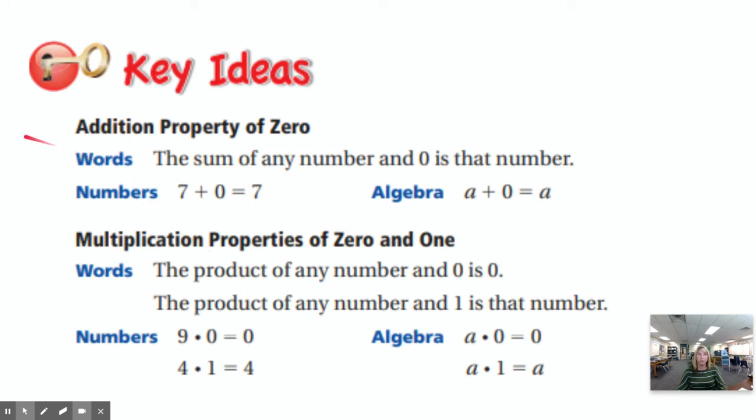Next, we will look at the key idea of the addition property of 0 and the multiplication properties of 0 and 1. The addition property of 0 tells us the sum of any number and 0 is that number. For example, 7 plus 0 is equal to 7.